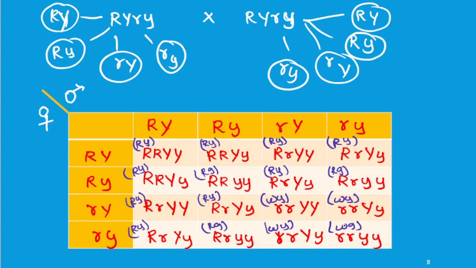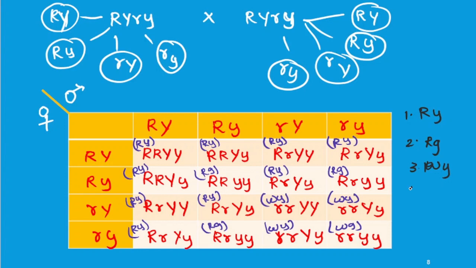So if you count the number of round yellows, how many are we getting? First, what are the types we are getting? We are having round yellow. The second category is round green. Then we are having wrinkled yellow. Then we are having wrinkled green. So we have 4 types.